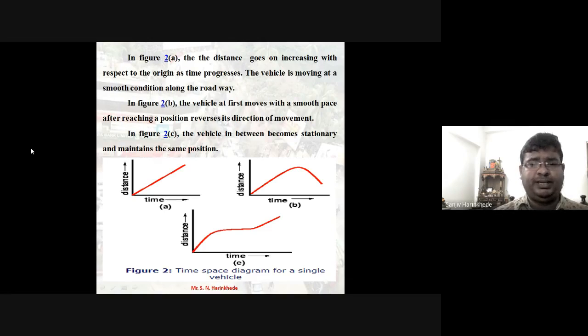In figure 2b, the vehicle at first moves with a smooth pace. After reaching a position, it reverses its direction of movement. Okay, it means distance is covered, and there is some deceleration. That's why the curve is formed. In figure 2c, the vehicle in between becomes stationary and maintains the same position. So the third figure's trajectory is shown in that particular figure.